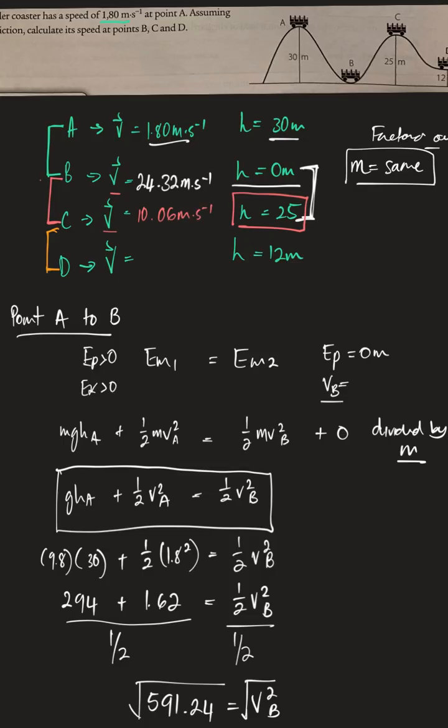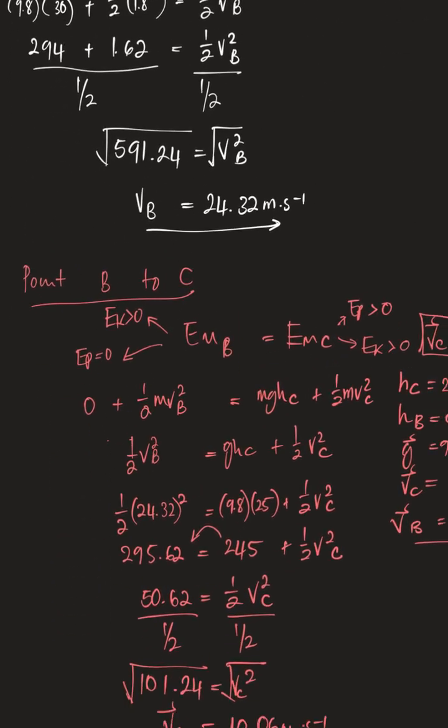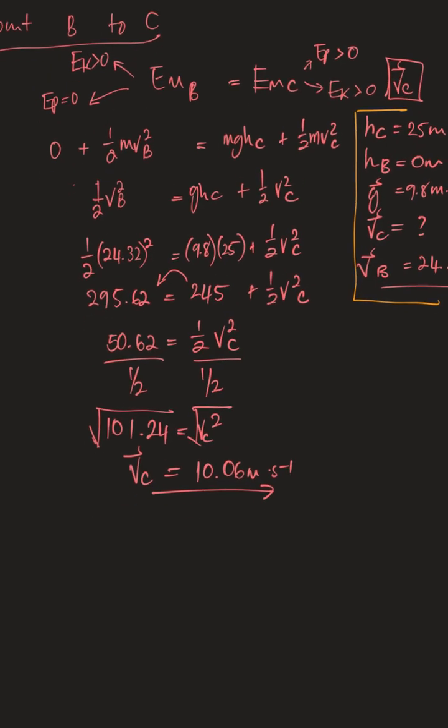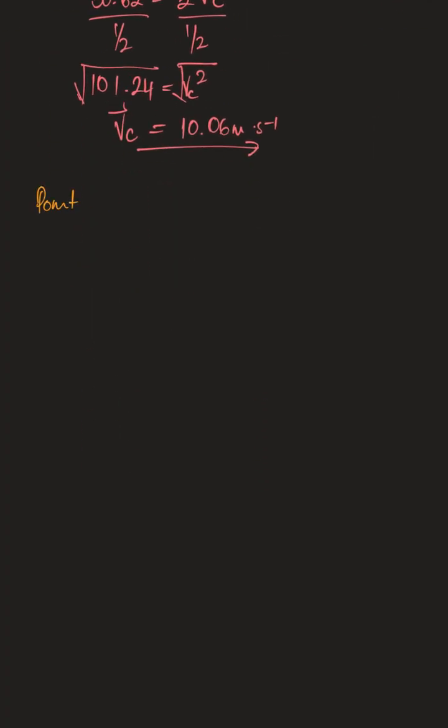All right, so now I've got that information. Once I've got that information, I can now work with C and D. So let's go and have a look at that situation. So that was point B to C. Make sure you get this information written down. Right. Point C to D. Right. I've got EM of C is equal to EM of D.